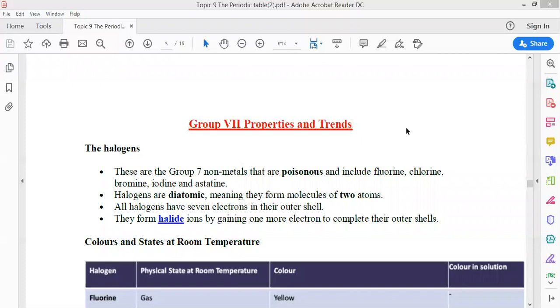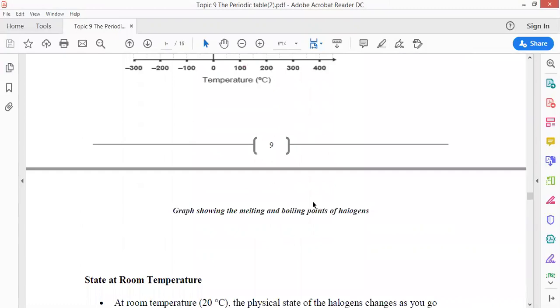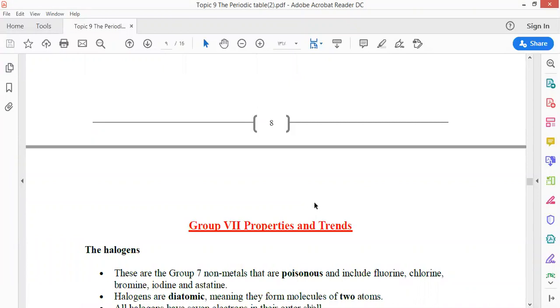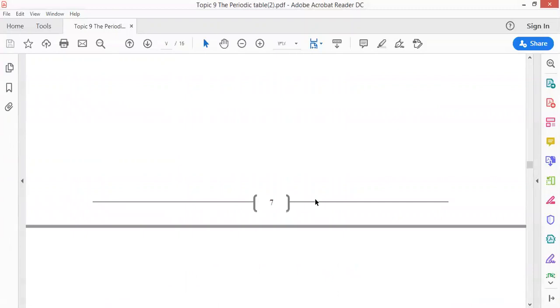halogens. Actually, these are group 7 in the periodic table, and these are non-metals. Group number 7 in the periodic table, non-metals, and it's called halogens. Let's see group number 7 on the periodic table.